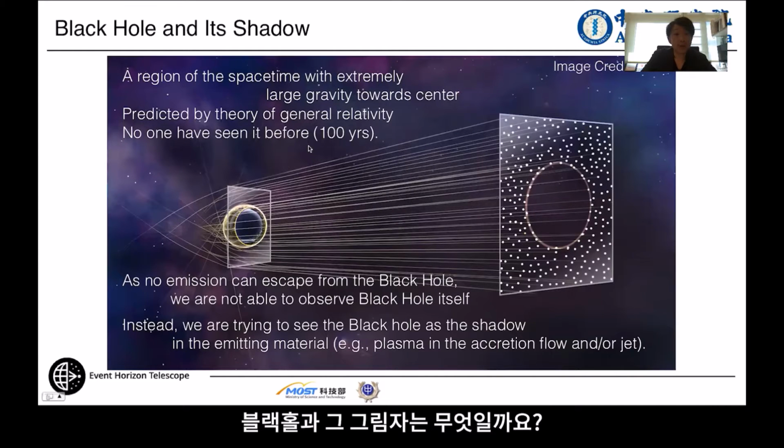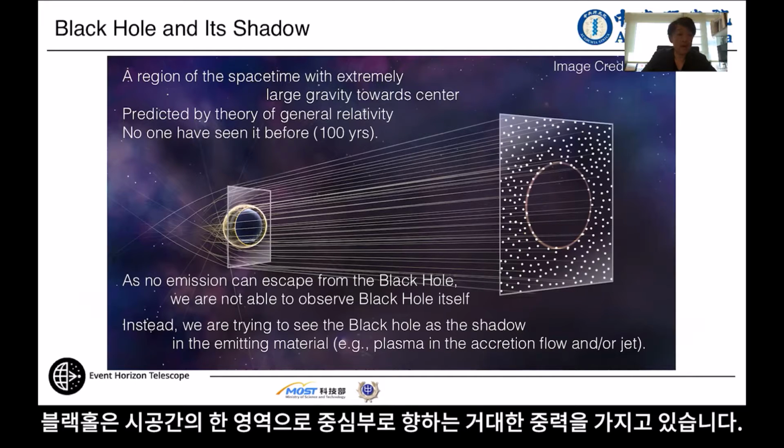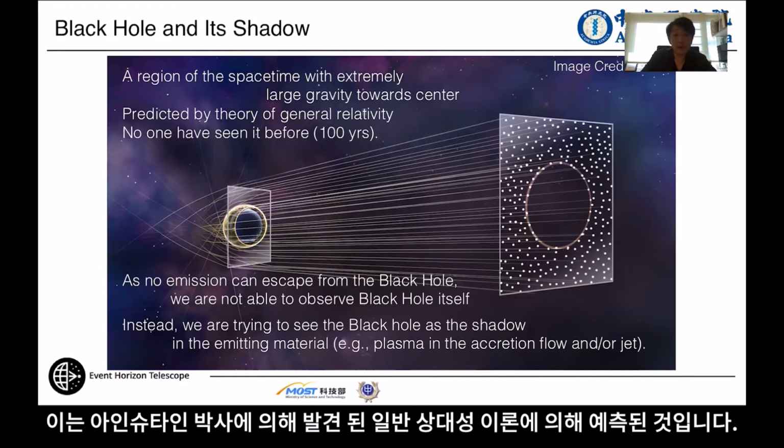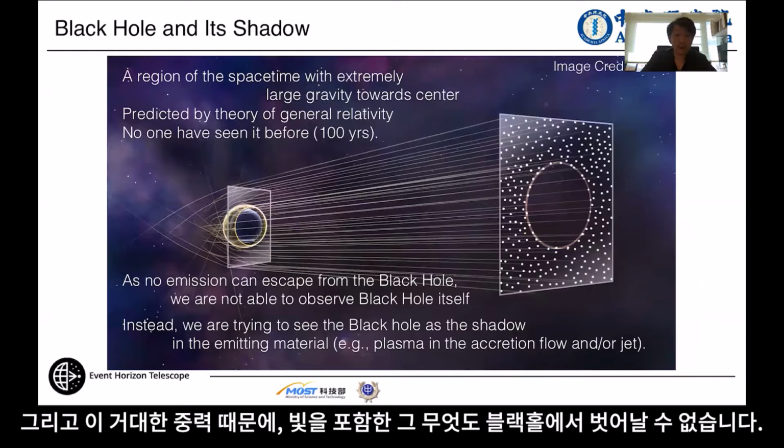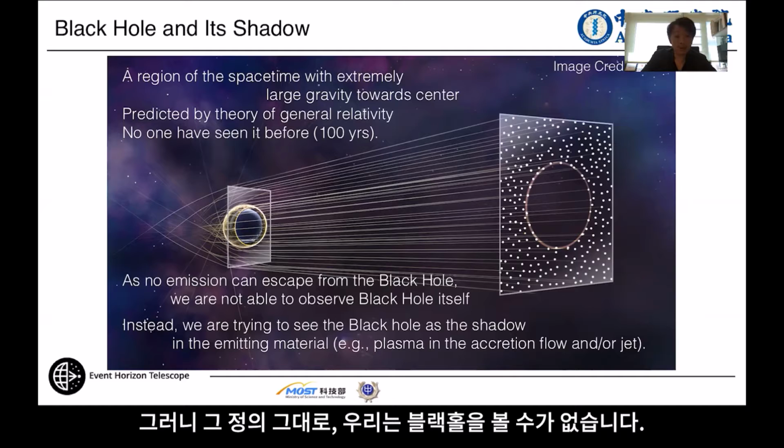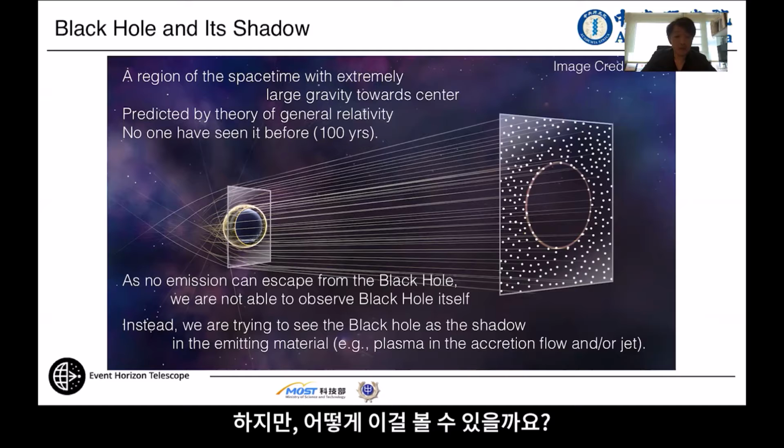So, what is a black hole and what is its shadow? A black hole is a region of spacetime with extremely large gravity towards the center. This is predicted by the theory of general relativity discovered by Einstein. And because of the huge gravity, nothing, even including light, can escape from the black hole. So, by definition, we are not able to see the black hole itself. Well, how can we see this?